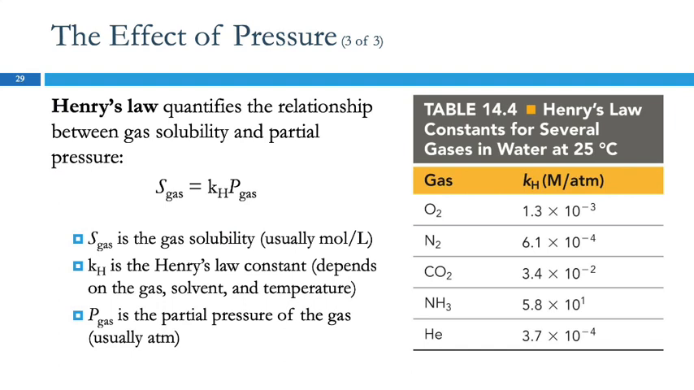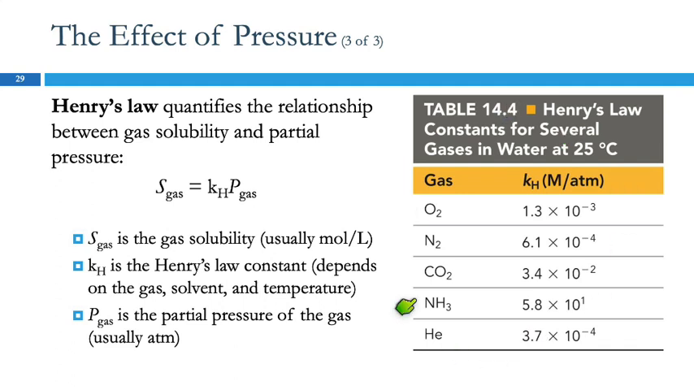Of course, we can quantify this, and the equation for this is called Henry's law. It describes the relationship between the solubility of a gas, which is usually measured in moles per liter, and the partial pressure of that gas. It's the partial pressure of the gas, not the total pressure, that's going to affect the solubility. So these are related by a constant, which is called Henry's law constant. Henry's law constant is going to depend on the gas that you're looking at, the solvent that you're looking at, and the temperature. So, I mean, it's a constant, but it's kind of not really constant either.